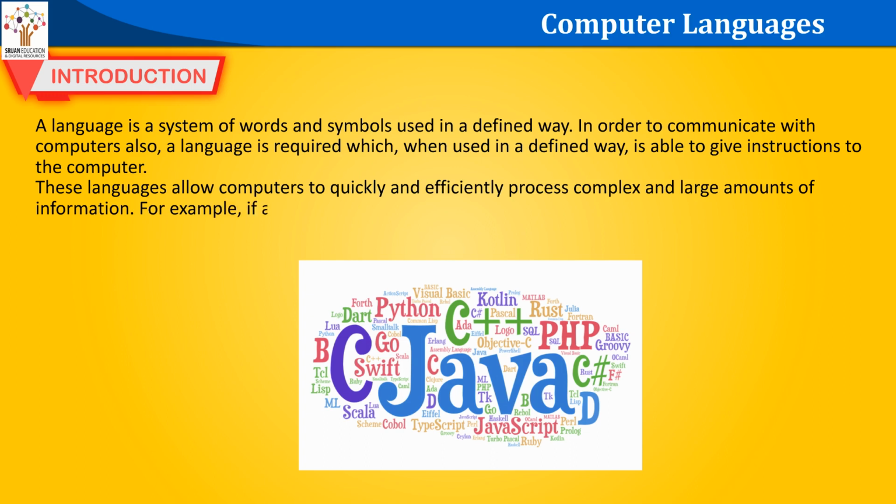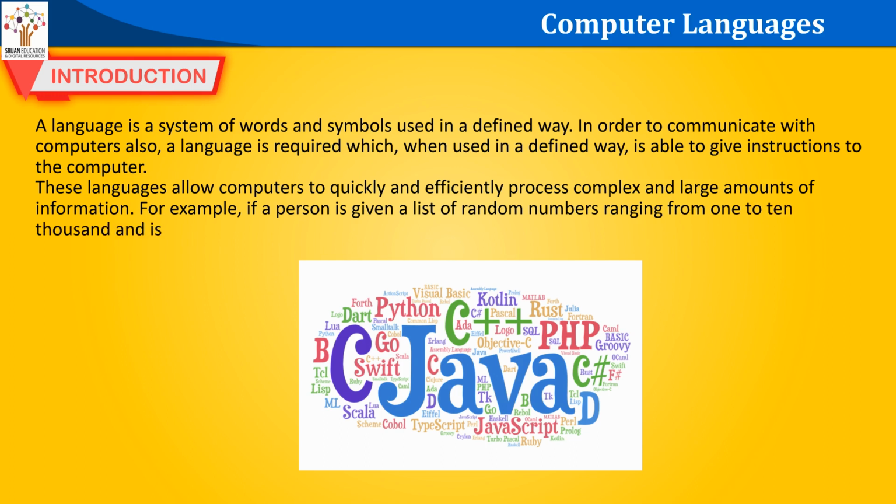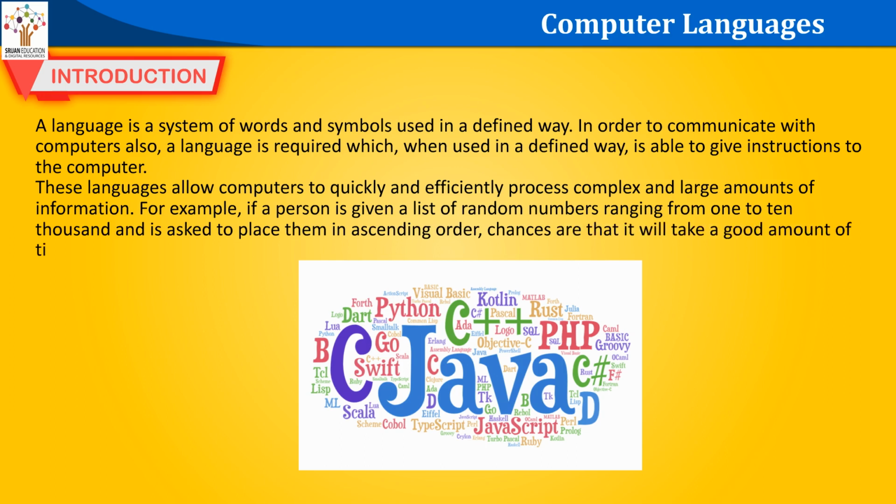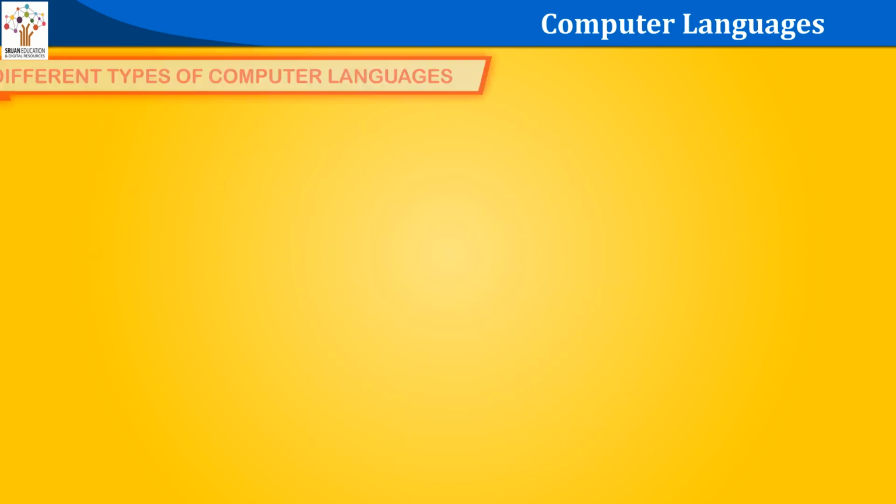For example, if a person is given a list of random numbers ranging from 1 to 10,000 and is asked to place them in ascending order, chances are that it will take a good amount of time and will also include some errors. Different types of computer languages.